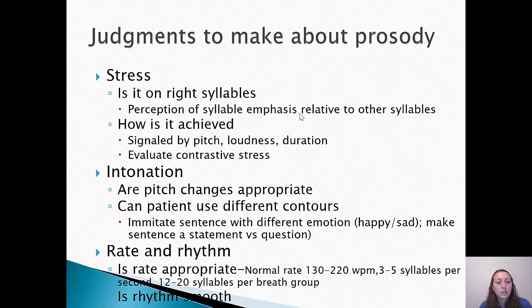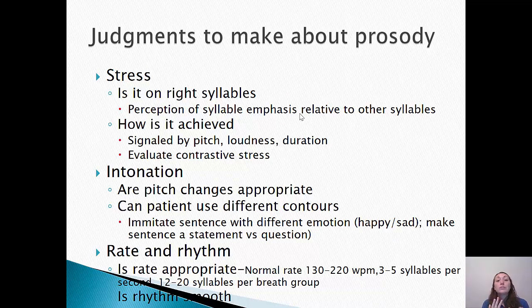All right, so here we go. Let's talk through prosody and what we're looking for. We understand prosody: it's stress, intonation, rate and rhythm. With stress, things we want to think through when listening to an individual are: are they putting the right kind of stress on the correct syllables? Is the emphasis on the right syllable? Kind of looking at that.